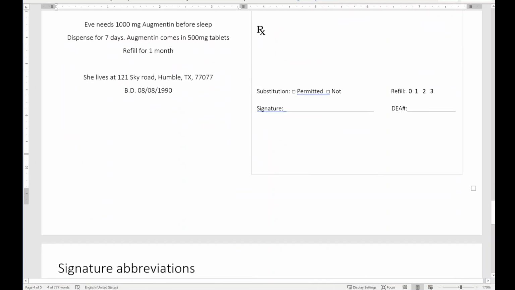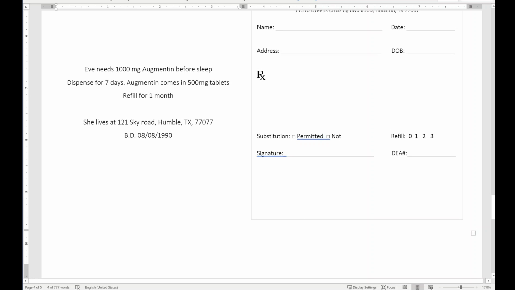And then the last one, which is Augmentin. So Eve needs Augmentin, that's the drug name, and this is how it comes in. But she needs 1,000 milligrams. It comes in 500 milligrams. So you need to calculate that to know how many tablets she needs each day. And this is the dispense.